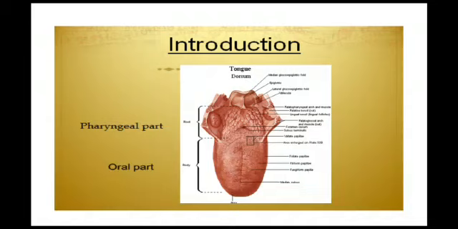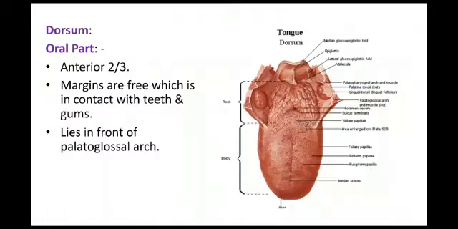So here you can see the oral part as well as the pharyngeal part. Now we'll go on to the oral part. The part which you are seeing is the dorsal surface of the tongue. It forms the anterior 2/3. Its margins are free and in contact with the teeth and gums. It lies in front of the palatoglossal arch.